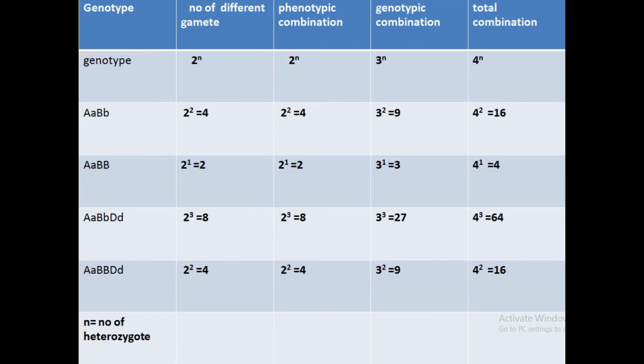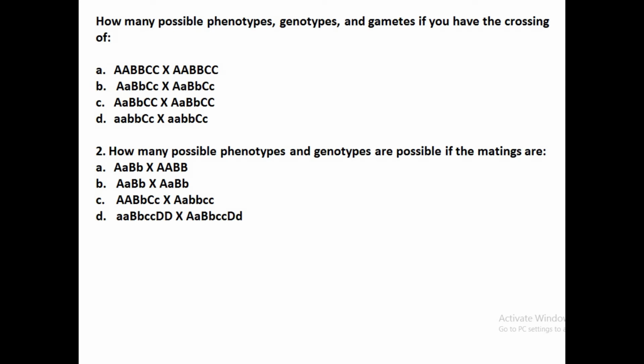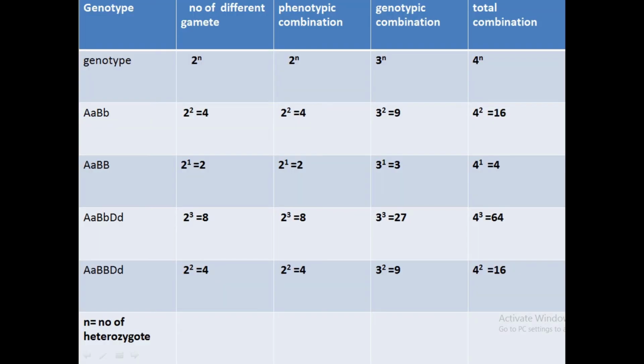So now n means number of heterozygotes. If they ask you about the number of different gametes, then it is 2 to the power n. If they have asked about the phenotypic combination, that is the phenotypes, then the formula is 2 to the power n. Genotypic combination, then 3 to the power n, and total combination, that is how many combinations you will get, is 4 to the power n.